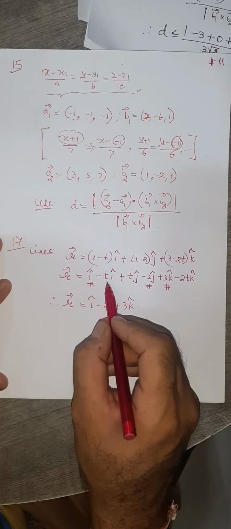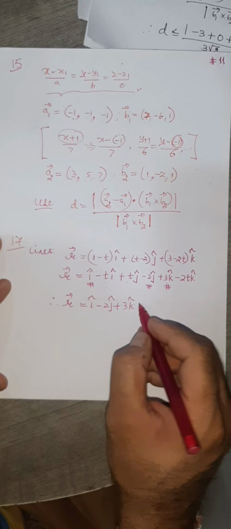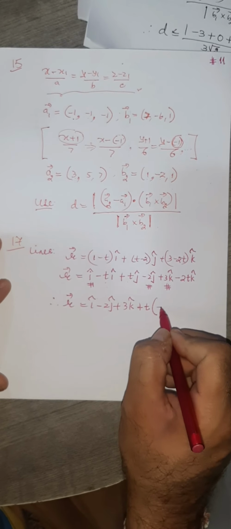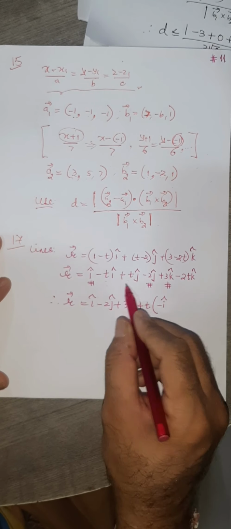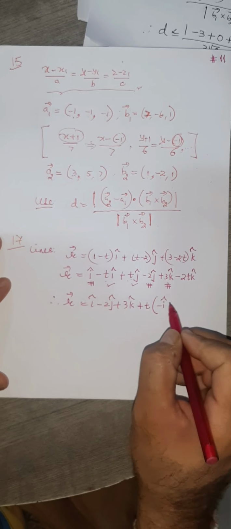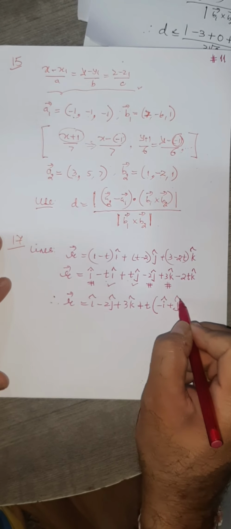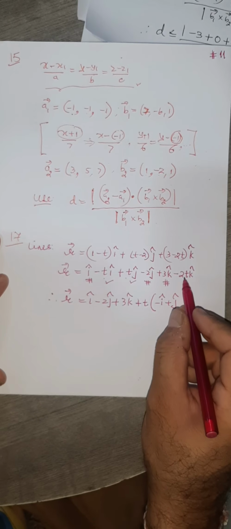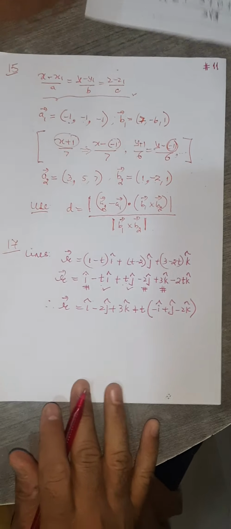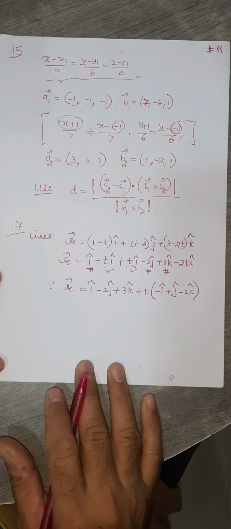Now from the remaining, here t is a scalar, remember. I'll take the t common. If I take t common, you have minus i cap. Here one is this, the other one is this, which is plus j cap. And here I'm taking 2 common, so minus 2k cap. I hope this is clear to you.